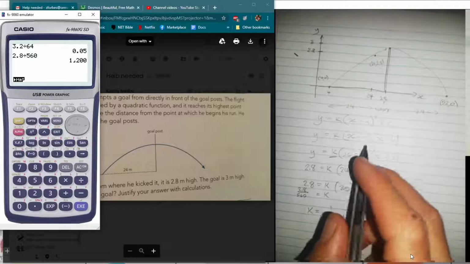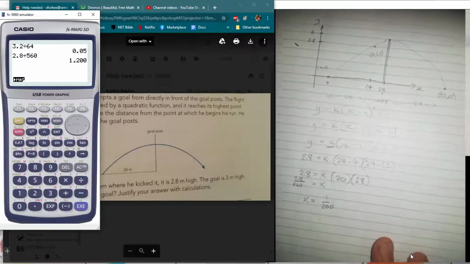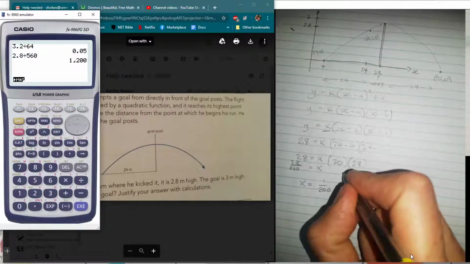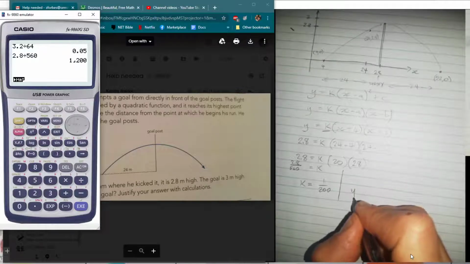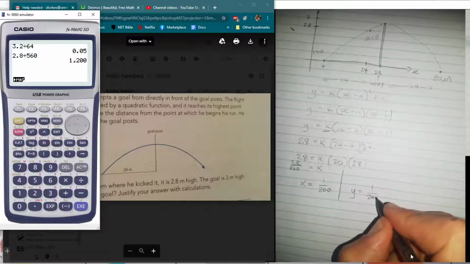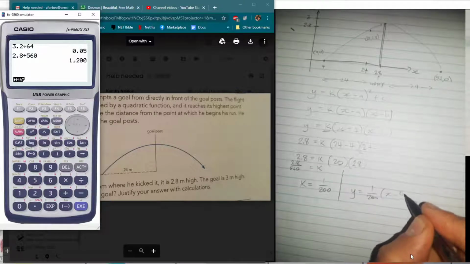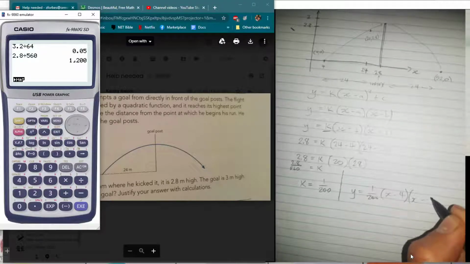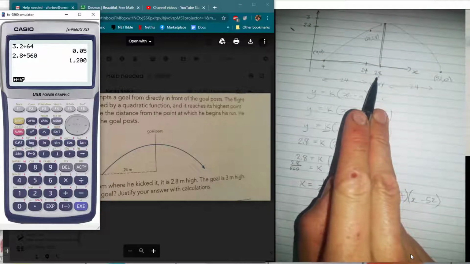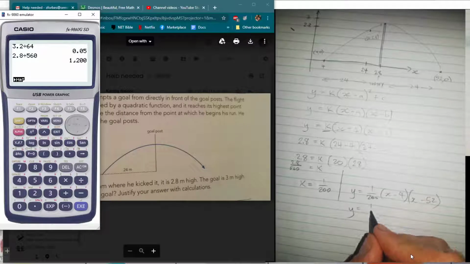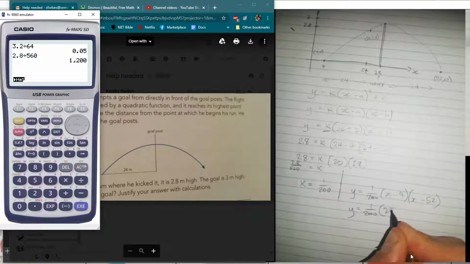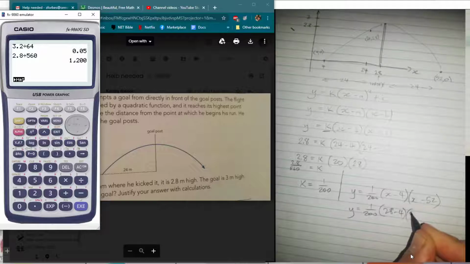So now we've got an equation. I'm going to get myself a little bit of space so you guys can still see it. And our equation is now y equals, we've got a k value, 1 over 200, times (x minus 4)(x minus 52). Now, they want to know, at the point 28, are we going to clear 3? So let's find out. Hopefully y manages to come out as 3 or greater. 1 over 200, 28 minus 4, we're just substituting in x, 28 minus 52.